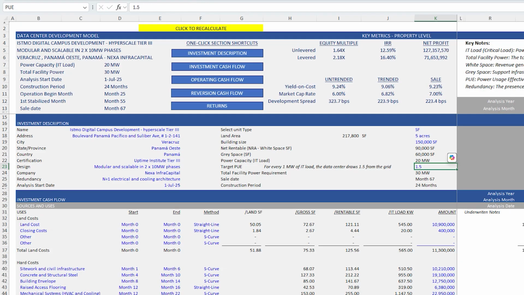And PUE, again, is the total facility power divided by the IT load. And so you want this as close to 1 as possible. But that's going to be determined by the facility itself. And so like how much power are you paying for from the grid versus how much power are you delivering to your tenants? So if, for instance, we put 1.5, that's for every 1 megawatt of IT load, the data center draws 1.5 megawatts from the grid. Closer to 1, the more efficient your use of power is.